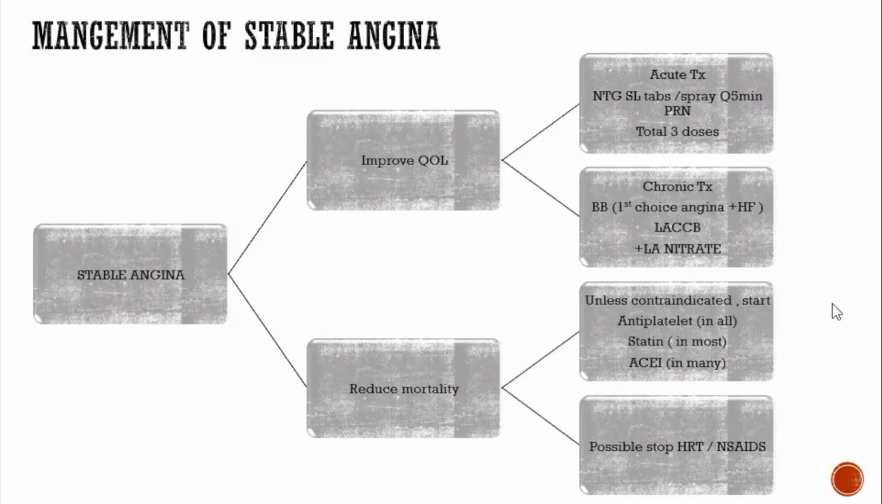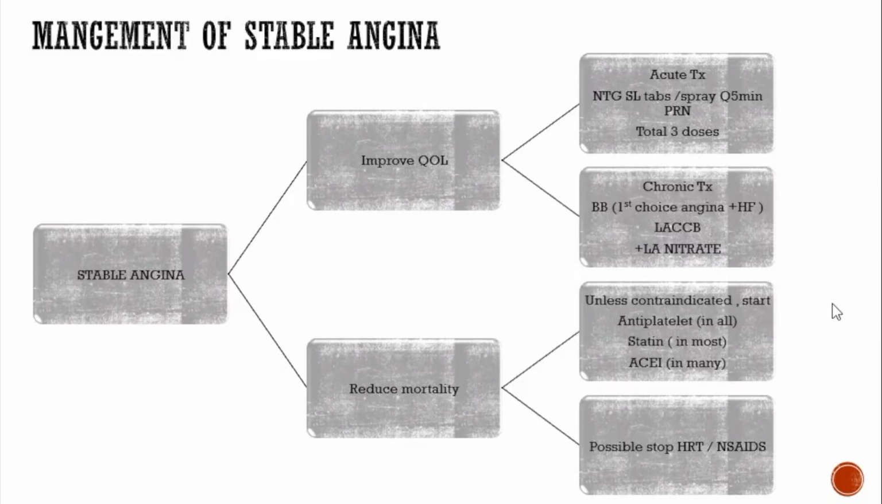So again, beta blockers are the first choice, especially when it comes to heart failure with angina. We discussed that in heart failure, beta blocker is one of the medications used. Again, we cannot use it in acute decompensated heart failure, so I don't want to confuse by saying that.